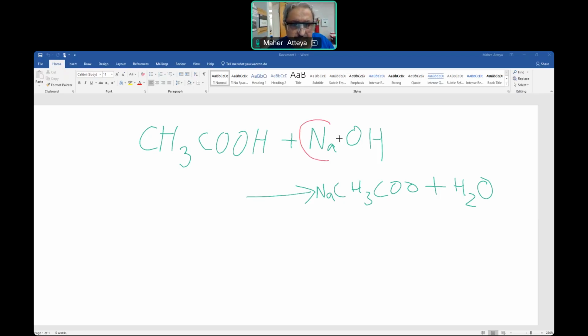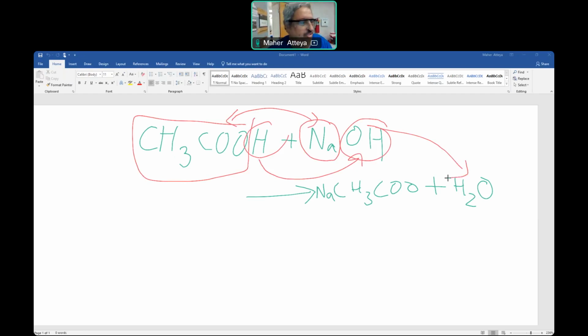Double displacement. Sodium will take this part here together, and the H with the OH to make H2O. So this is double replacement or displacement. Is there a special name for it? What will it be?